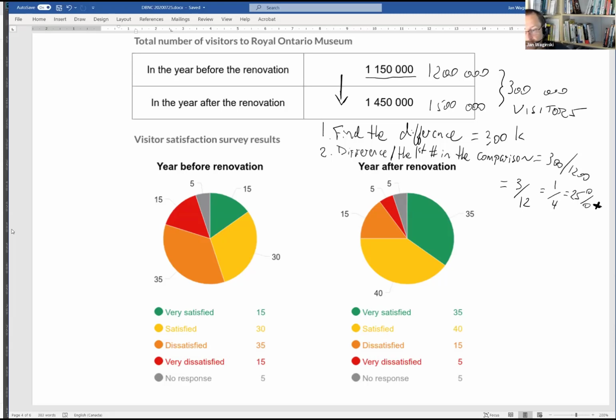Okay, now let's look at the charts themselves. What kind of comparisons could you make here? Sorry, now we are talking about the pie chart. Yes, the two pie charts. We can compare how satisfied they were before renovation and after renovation. So generally speaking, in very satisfied, before renovation they were 15%, but after renovation it increased to 35%.